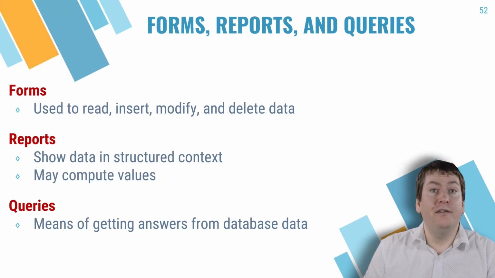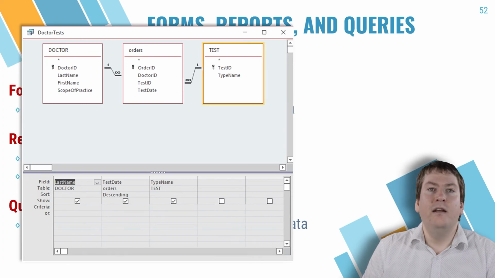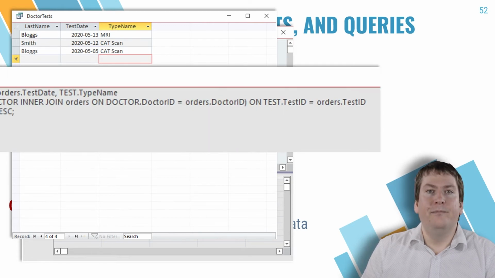Lastly is queries. These are how we ask the database questions. They can be created in SQL, or in some cases with specialized tools like Access's Query Builder, which we'll see an example of right here. In this example, we're asking the database for a list of all tests ordered by all doctors. The results would look something like this. This doesn't look too impressive right now, but it is pulling data together from three different tables. The equivalent SQL would look something like this.